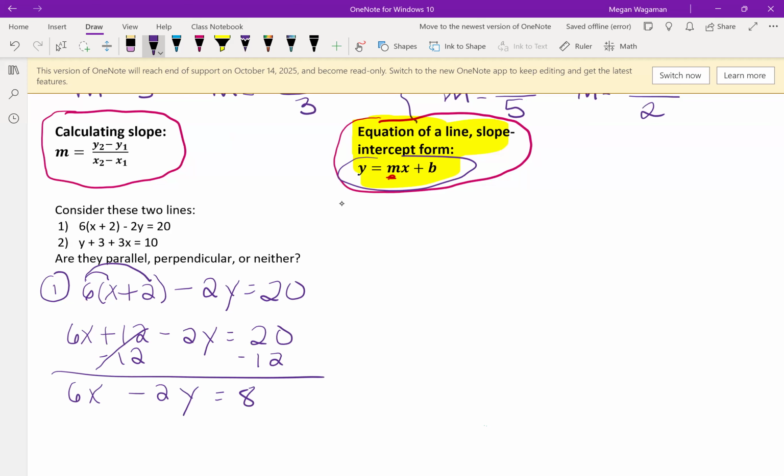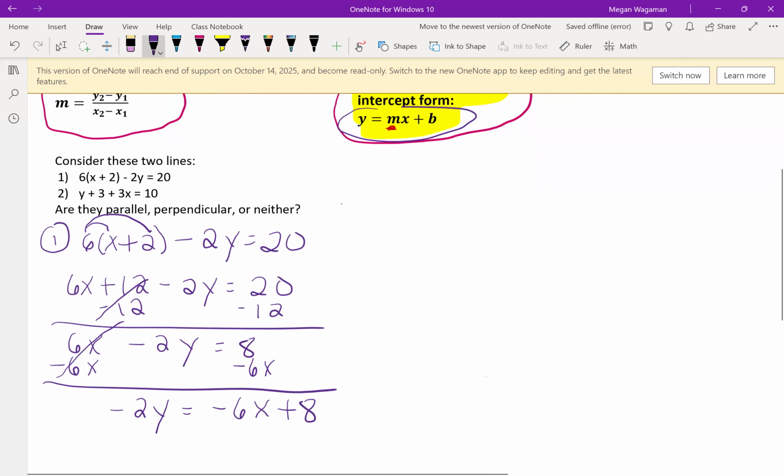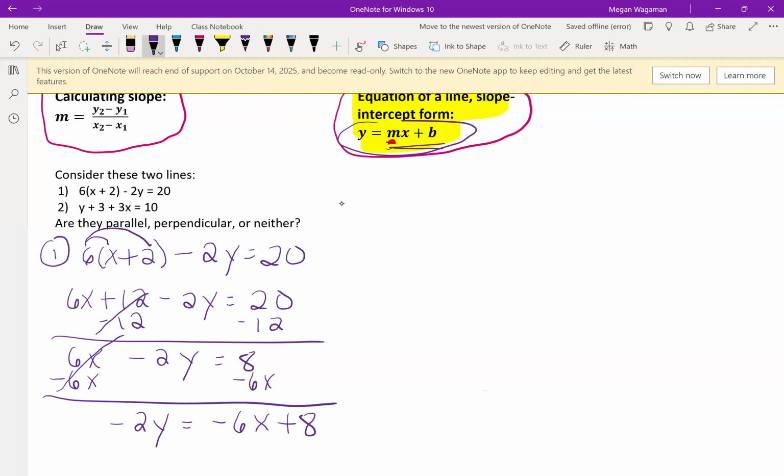Still working to get the y all by itself. So I need to also cancel out these 6x's. So this is a 0. All I have remaining on the left-hand side is negative 2y. Over here, I have my negative 6x plus 8. And I just wrote it in this order because that way it matches what we want, mx plus b. We want the x's first, then the constant.